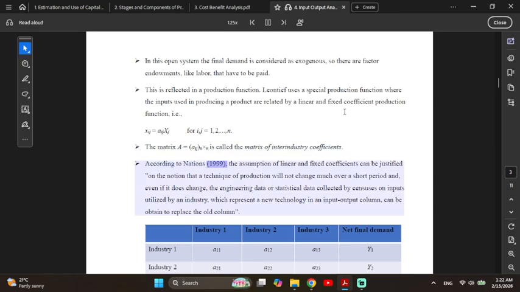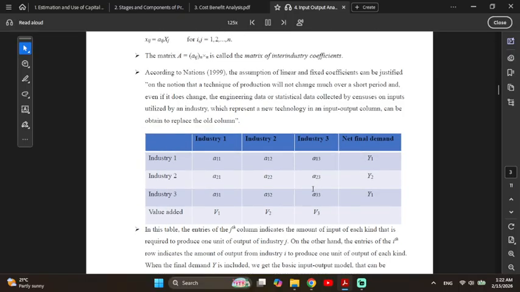According to Nations, 1999, the assumption of linear and fixed coefficients can be justified on the notion that a technique of production will not change much over a short period and, even if it does change, the engineering data or statistical data collected by censuses on inputs utilized by an industry, which represent a new technology in an input-output column, can be obtained to replace the old column. Industry 1, Industry 2, Industry 3, net final demand: a11, a12, a13, y1; a21, a22, a23, y2; a31, a32, a33, y3; value added v1, v2, v3.